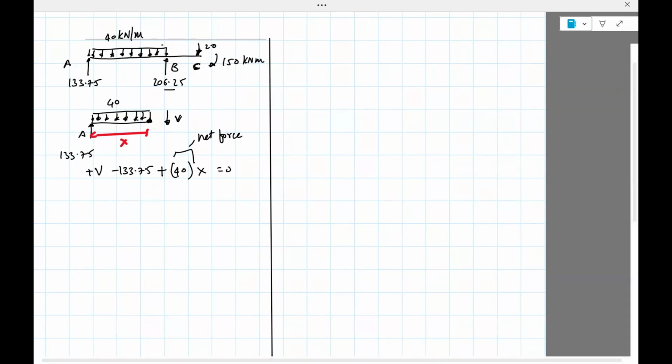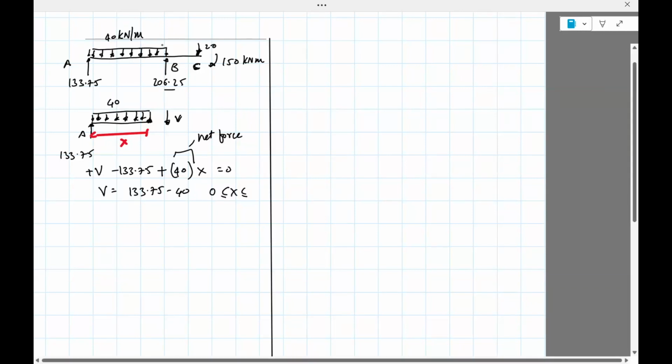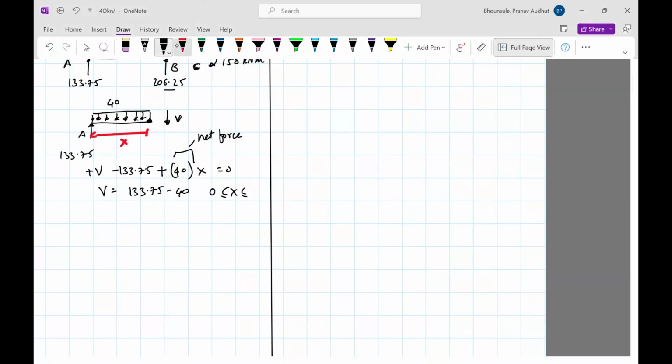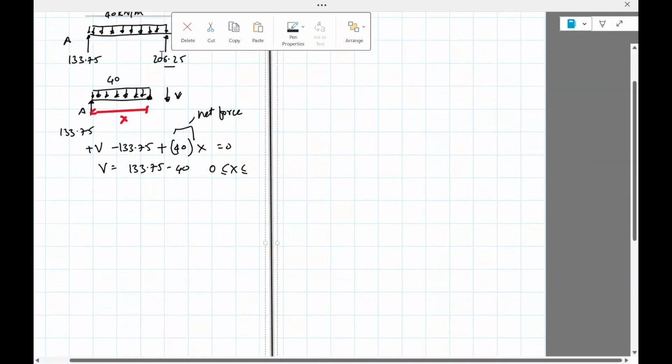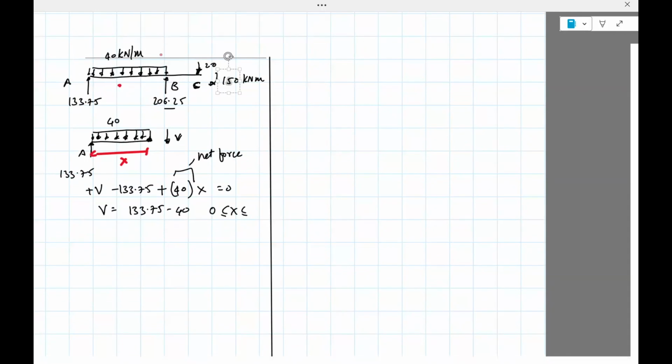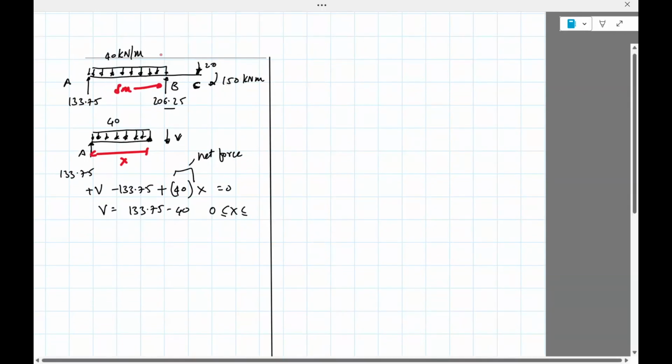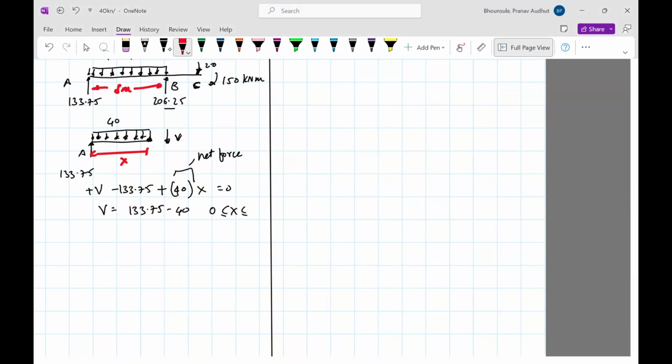Okay, so all this should be equal to 0. This gives us a formula for V. It is 133.75 minus 40x, and this formula is valid from x equals 0. Remember, this was 8. So it's valid from 0 all the way to 8.